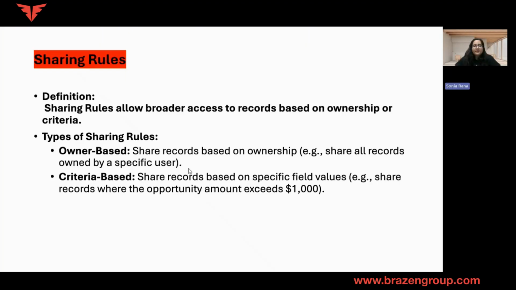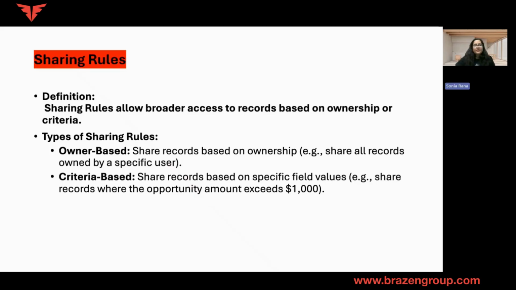Owner based shares records based on the ownership, like it will share all the records owned by a specific user. And criteria based will share records based on a specific field value, like share records where the opportunity amount exceeds $1,000.